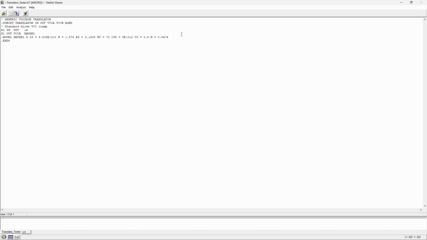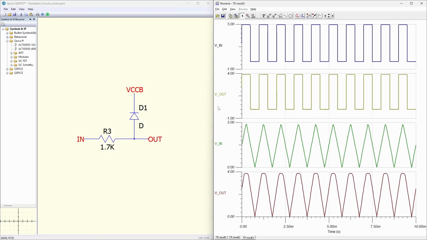And then I can change out the code in here. So now I've got my diode clamp model pasted in here, and it's using the same pinout as the other model that I used previously. And here you can see that I'm getting from a 5 volt input dropping down to just below 4 volts on the output. The triangle wave gives me a little bit better idea of what's going on.